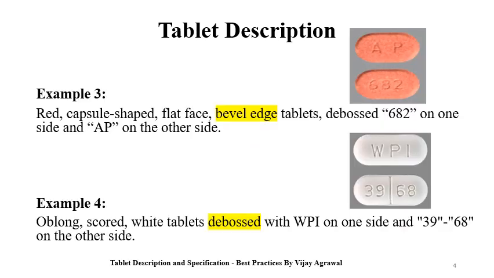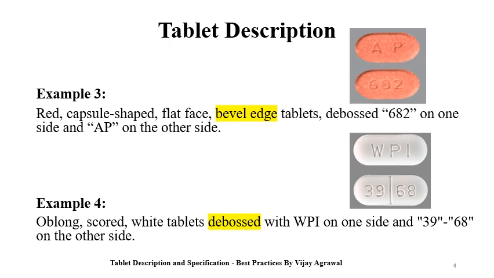Then example 3, red capsule shaped flat face beveled edge tablets debossed with 682 on one side and AP on the other side. So here the flat face is included and beveled edge is included. See, I am going to make another video with detailed understanding of the tablet toolings. So I will cover this topic there. But for now, a flat face means the tablet is flat on the surface, and for this tablet they have used a flat face beveled edge tooling.